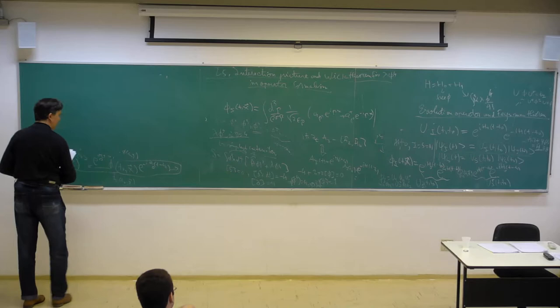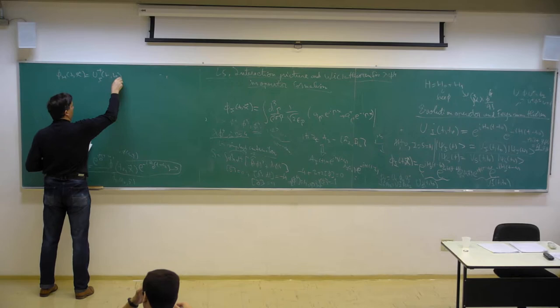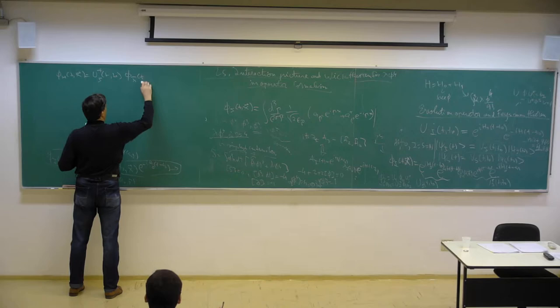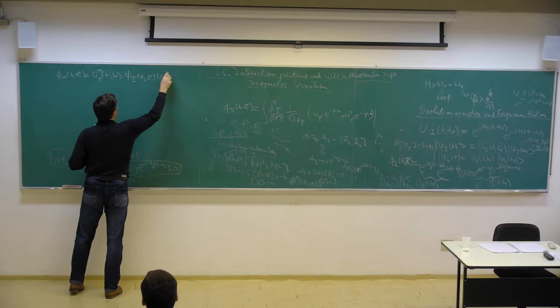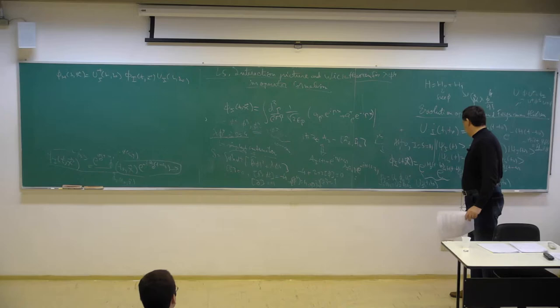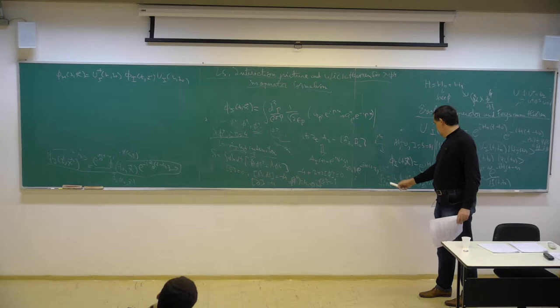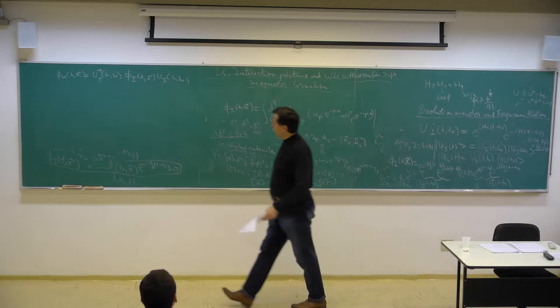So, phi Heisenberg of P and X is U dagger phi I of T and X U, with U being U_I(T, T0), right? So I had phi I is U_I phi_H U_I dagger, and then I act with U_I dagger from the left and U_I from the right. This is unitary, so U dagger U is 1. And then we get that phi_H is U_I dagger phi_I U_I. Okay.